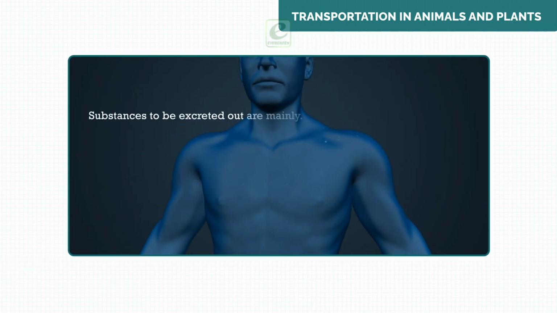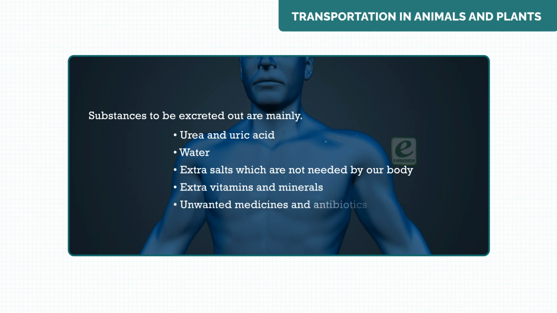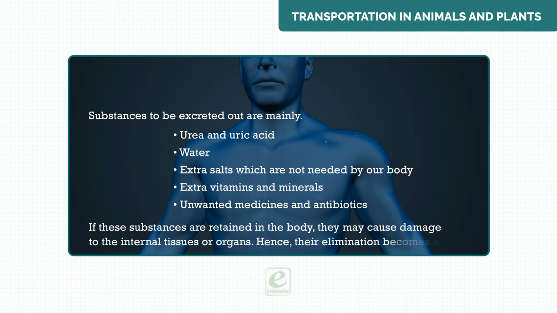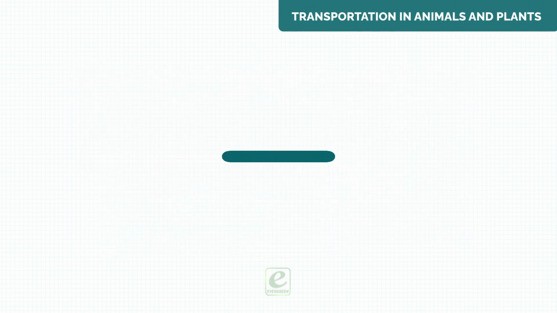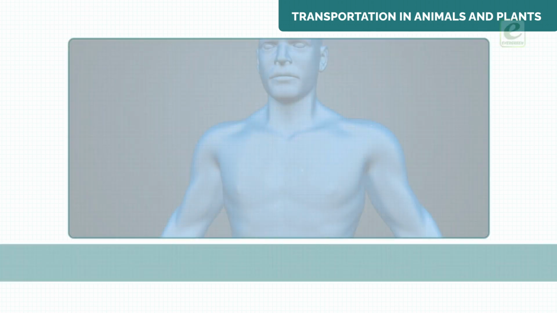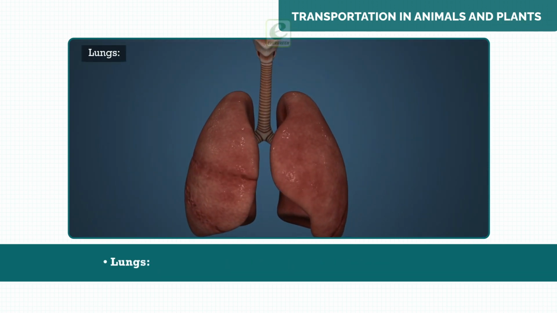Substances to be excreted out are mainly urea and uric acid, water, extra salts which are not needed by our body, extra vitamins and minerals, unwanted medicines, and antibiotics. If these substances are retained in the body, they may cause damage to the internal tissues and organs. Hence, their elimination becomes a must. Excretory organs in humans. Animals have following organs for excretion: lungs.